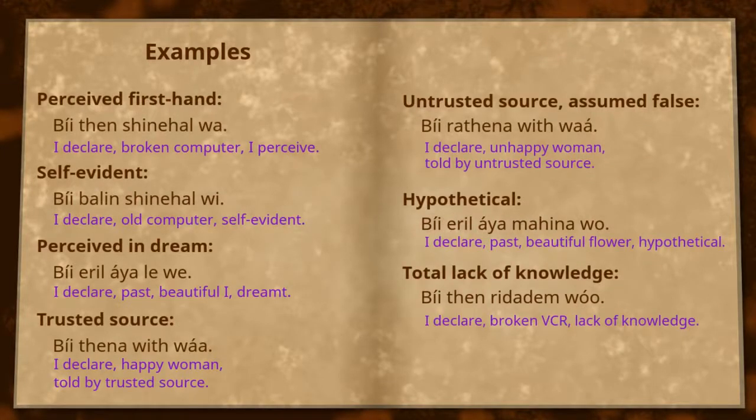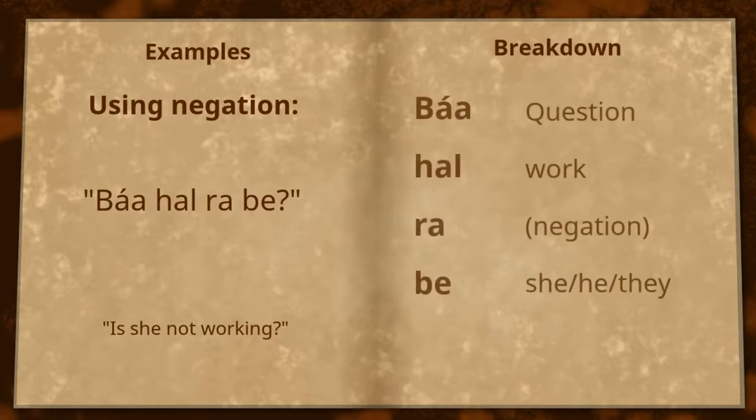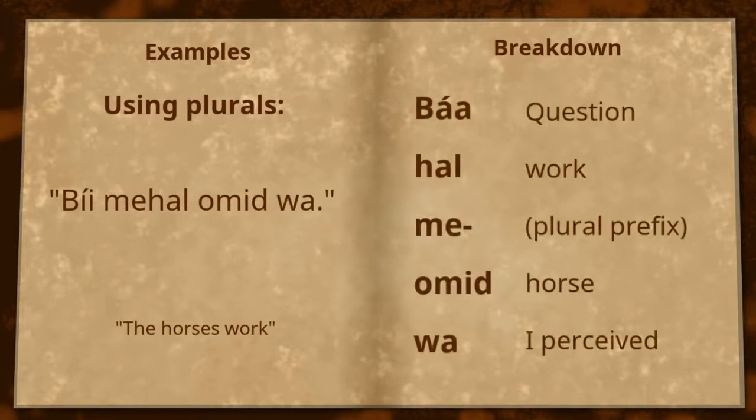You can encode a lot of information in a sentence with only a few words, which is one of the designs of Láadan. Perhaps you will use wa and wi the most, but each have their place. Let's also look at how to negate our verbs and to use plurals. Ba hal rabe. Be mehal omedwa.